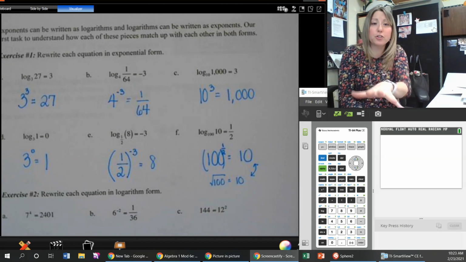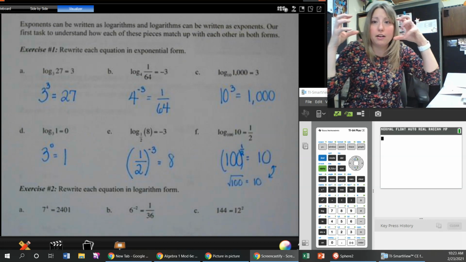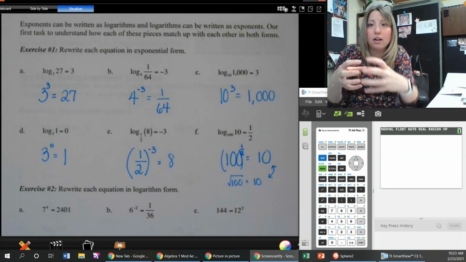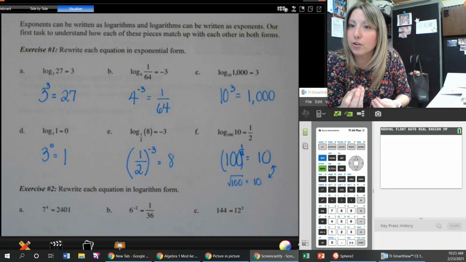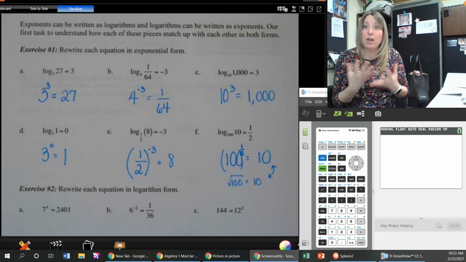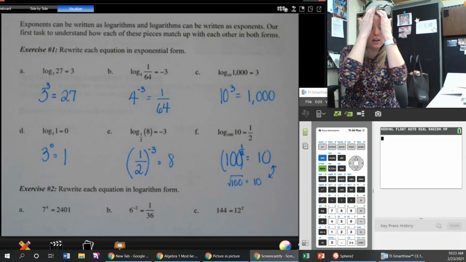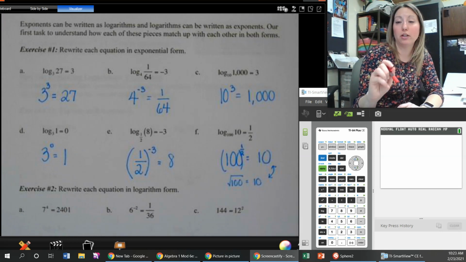Okay, that's the first thing you really want to get down. All right, get it in your head that convert those logs into exponents, and the reverse is true. Convert those exponents back into logs. That's the next thing we're going to do. Okay, is we're going to take our exponents and we're going to write them in logarithmic form.